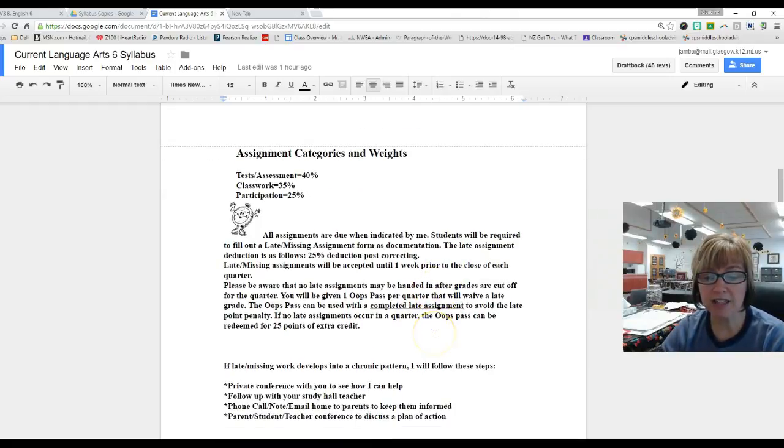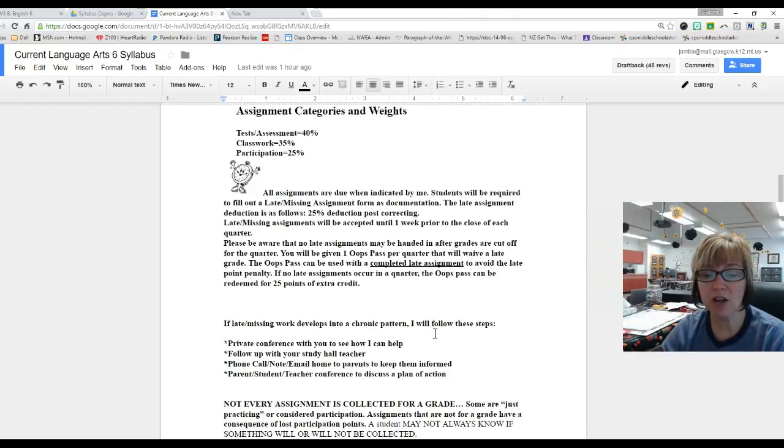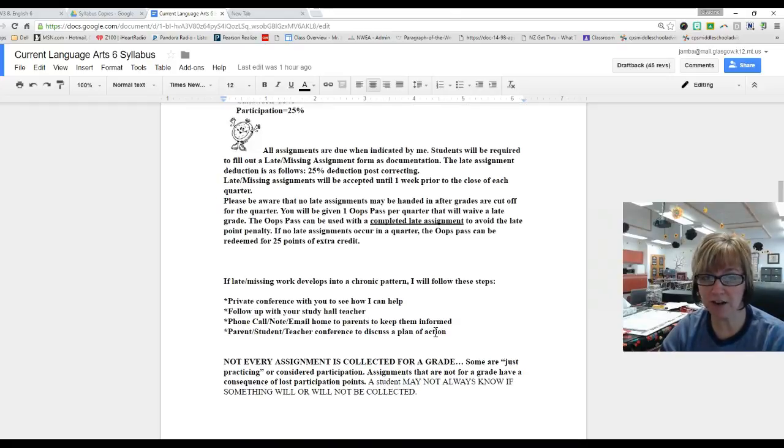If you don't have any late or missing assignments at the end of a quarter, it can be redeemed for 25 points of extra credit. So hold on to that oops pass, and putting it in that two pocket folder is a great place to keep track of it. If late missing work develops into a pattern, I talk with you first, I follow up with the study hall teacher, I make parents aware, and then if we need to, we come to school and conference about how we can make you successful. So not every assignment is collected for a grade.